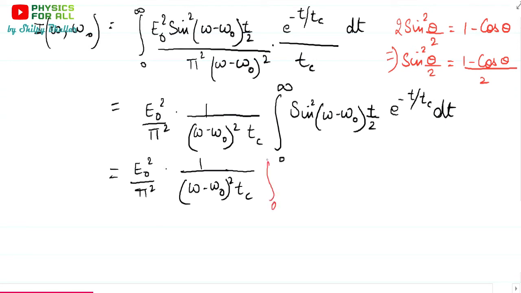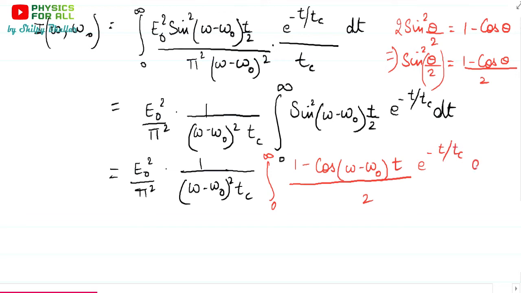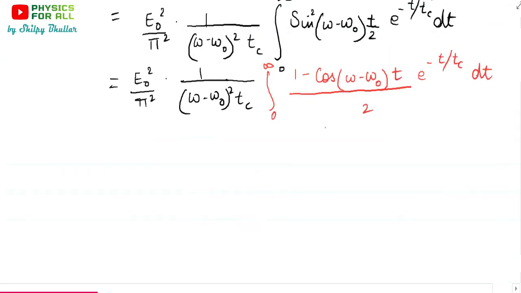This becomes 0 to infinity, 1 minus cos(omega minus omega naught)t. Because this is theta by 2 and this is simply theta upon 2, and then e^(-t/tc) dt. This 1 by 2 we can bring outside. So E naught square upon 2 pi square, 1 upon (omega minus omega naught) whole square, and tc as it is.